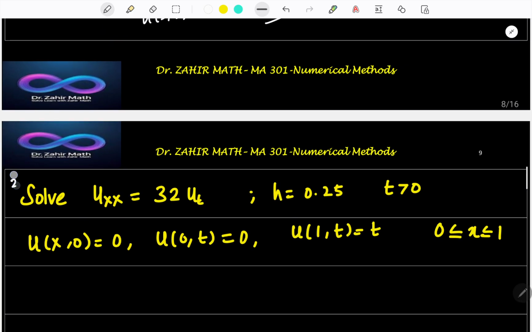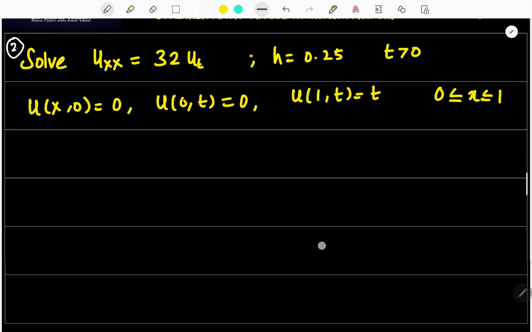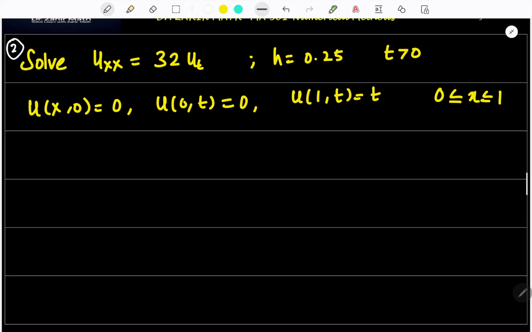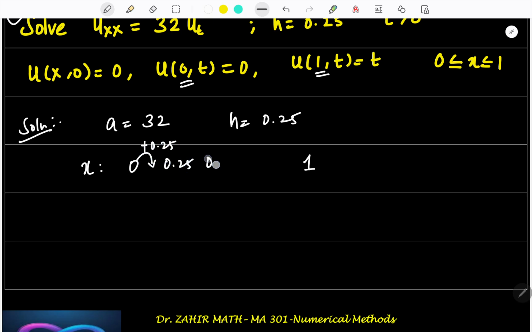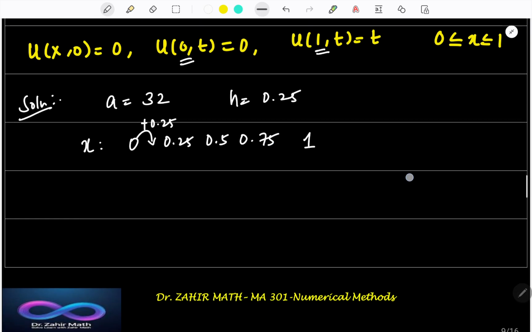Okay. This is question number 2. Right. Solve uxx is equal to 32 ut. So the coefficient attached with ut is your a, which is equal to 32. And h value is 0.25. x value starts from 0 and goes up to 1, with a step of 0.25. So 0.25, 0.5 and 0.75.